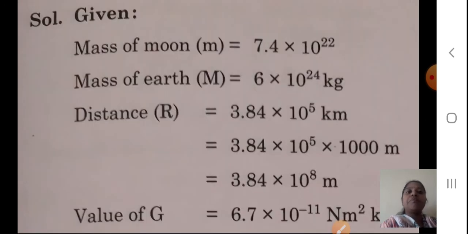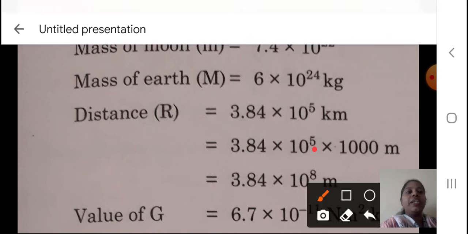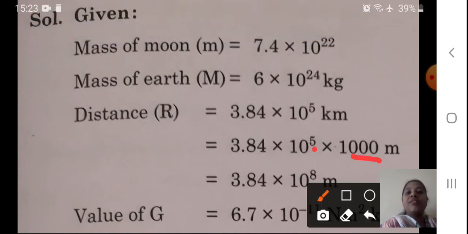Now simple. Given, mass of the moon is 7.4 into 10 raised to 22. Mass of the earth is given, so small m, and capital M I have written for the earth, 6 into 10 raised to 24 kg. Distance, that is R, is given to us. That is 3.84 into 10 raised to 5 kilometers, which I have to convert into meters. So I have multiplied by 1000 and I got 3.84 into 10 raised to 8 meter. How did 8 come? Here is the 5, and these are the 3 zeros. So 5 plus 3 is 8. So it has come as 10 raised to 8.